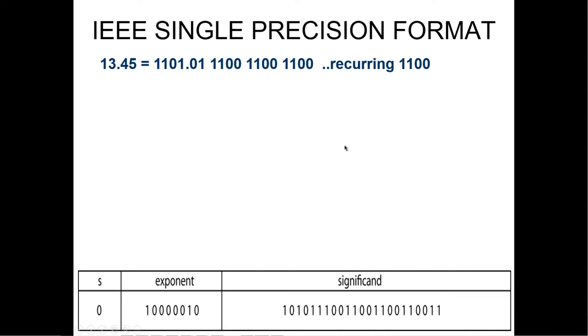All right, so here's what we actually store in IEEE 754 format. Notice our exponent is 10000010. You'd think it would be 3, but because it's biased by 127, it's actually 130. This one out here would be 128, and then this would be 2. So 128 plus 2 is 130.